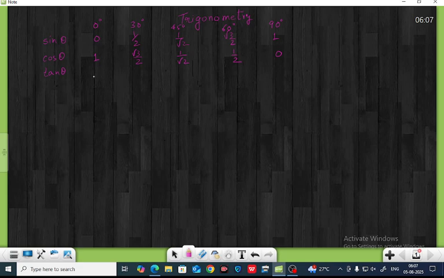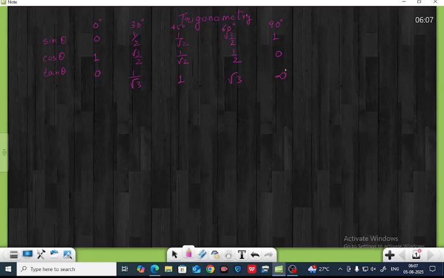The value of tan 0 is 0, tan 30 degree is equal to 1 by root 3, tan 45 is 1, tan 60 is root 3 and tan 90 is infinity.